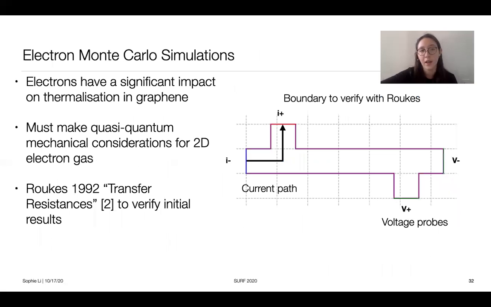However, we also wanted to look at the electron Monte Carlo simulations because electrons have such a significant impact on the thermalization in graphene. And unlike in the phonon case, where we could simply use a billiard-like model, we actually have to make some quasi-quantum mechanical considerations for the 2D electron gas. The way that we started our simulation was by looking at a toy model with the boundary over here, which was also done by Rukas in 1992 with his paper on transfer resistances. So we use that as a starting point.